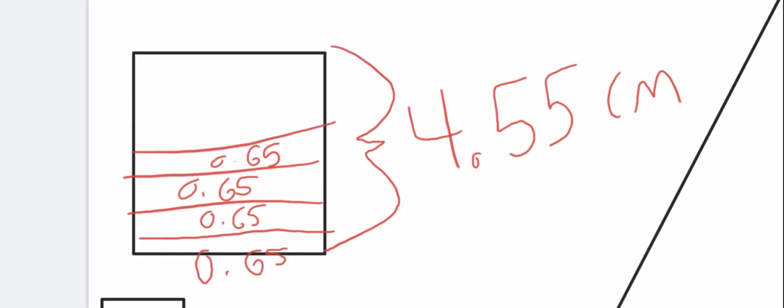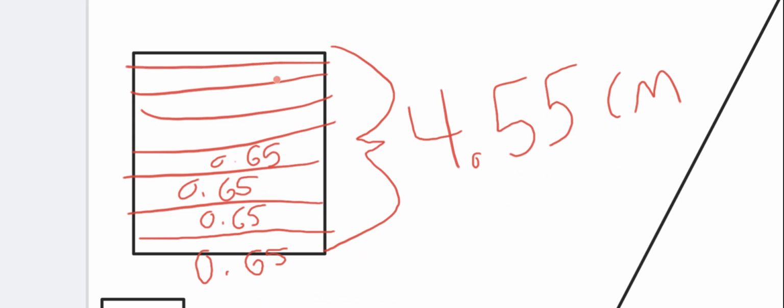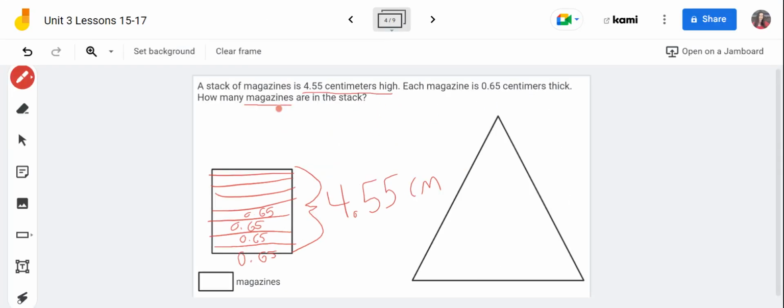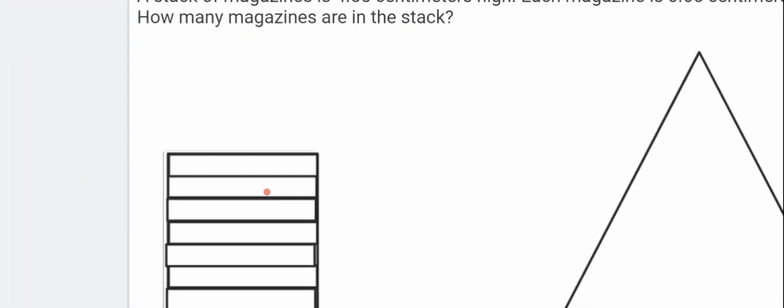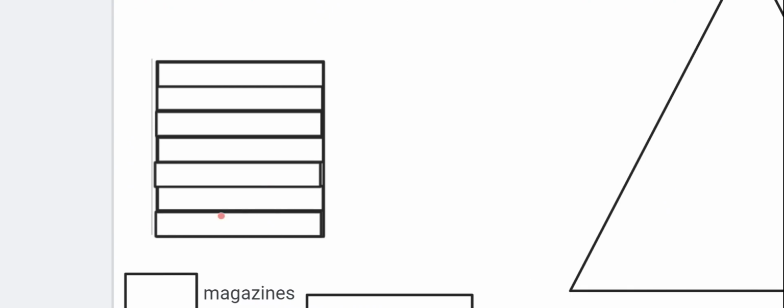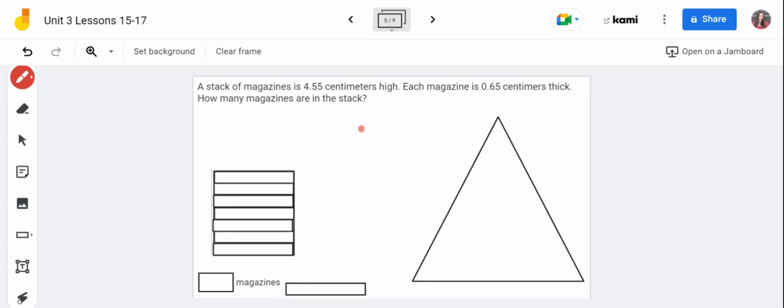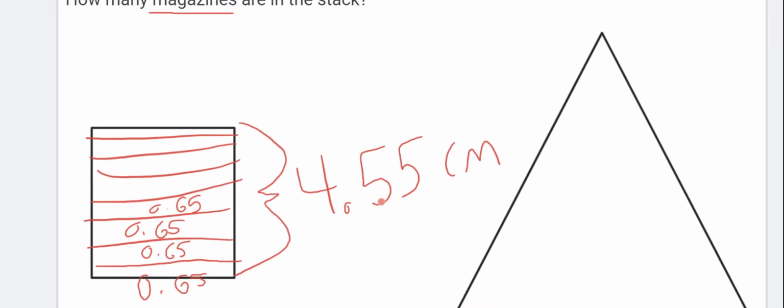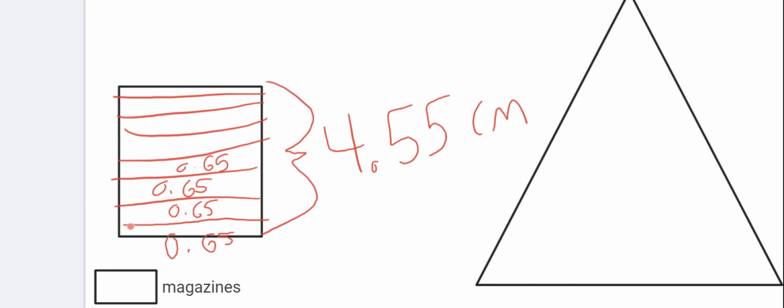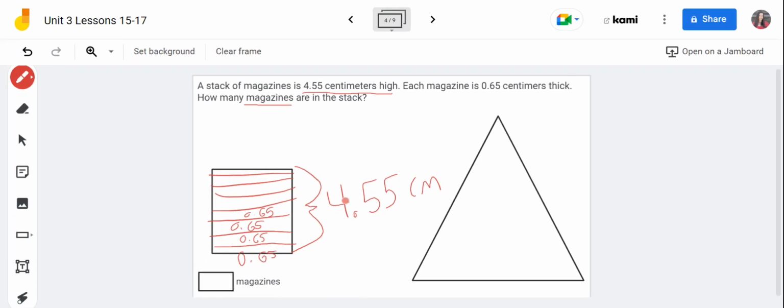So I can see here that I have this stack and basically it's being split up because it's made up of different magazines. And I can even see here when I look at this picture that this stack is made up of different magazines. And I want to figure out, if I have a stack of magazines that's 4 and 55 hundredths and it's being split up, how many magazines there are in the entire stack.